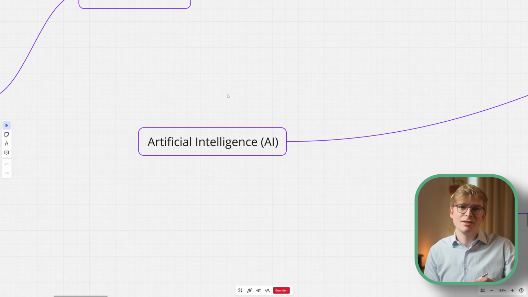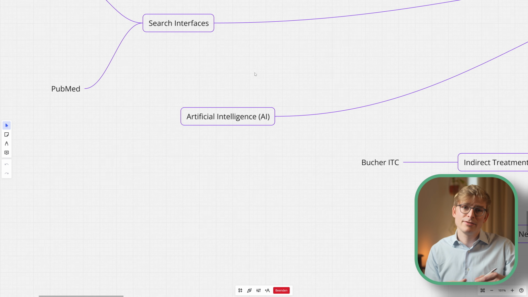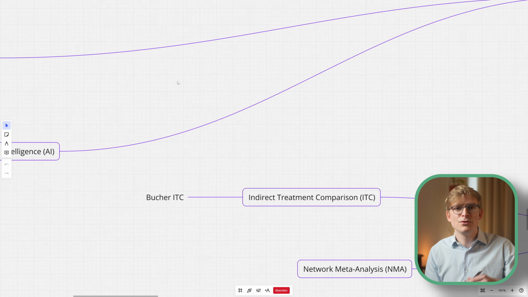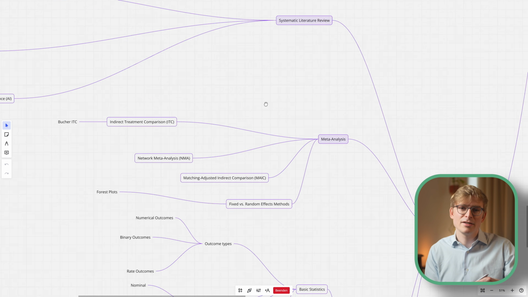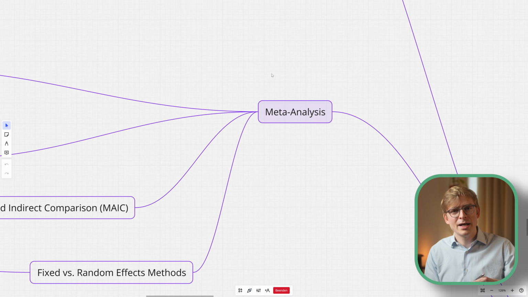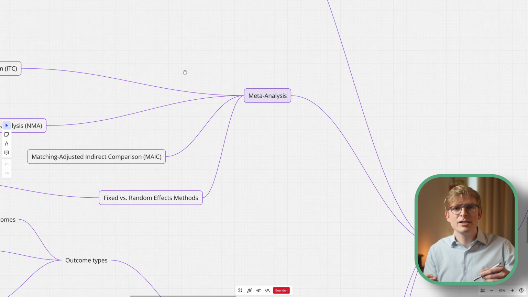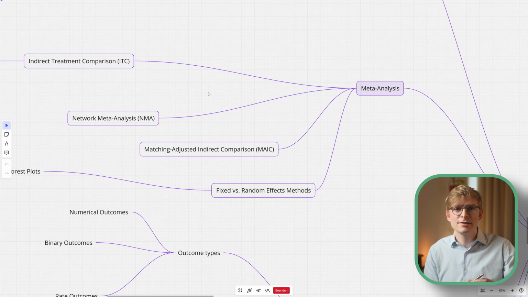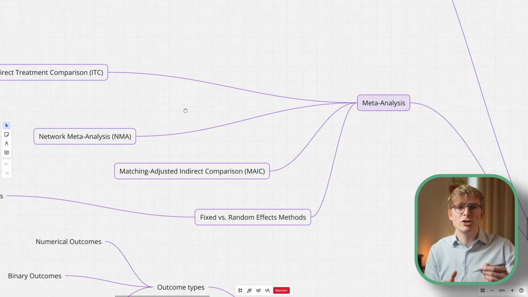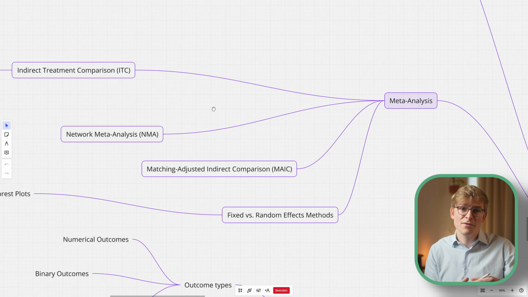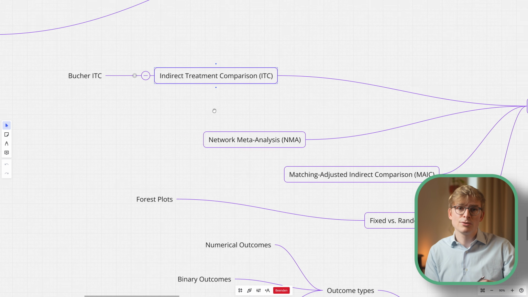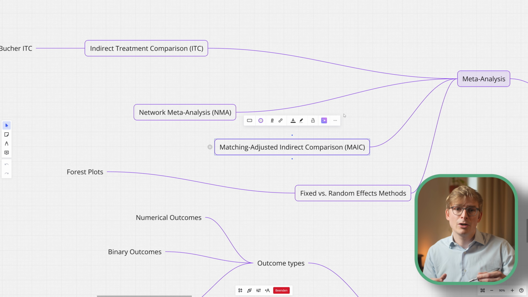Closely related to SLRs is the concept of meta-analysis, which health economists use to summarize the results of multiple studies in a field. As you can see from the mind map, you can choose from a variety of methods to conduct a meta-analysis, for example by using traditional fixed or random effects methods, indirect treatment comparisons or ITC methods, such as the Bucher method, network meta-analysis, or even matching adjusted indirect comparisons.